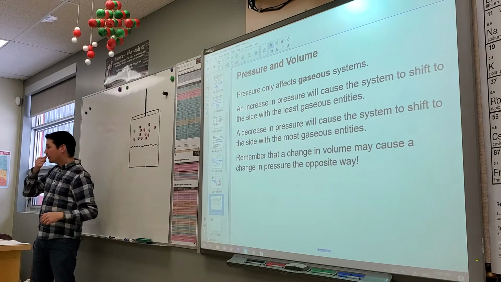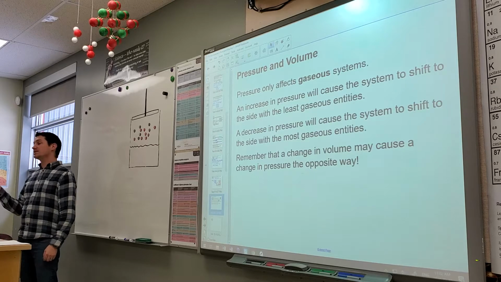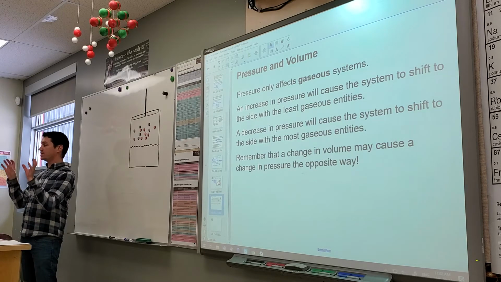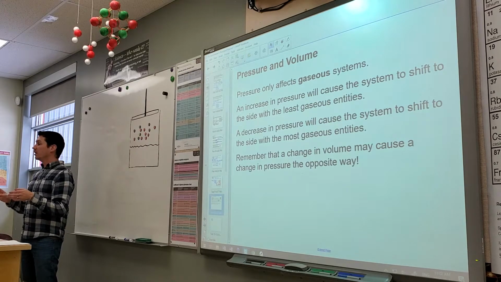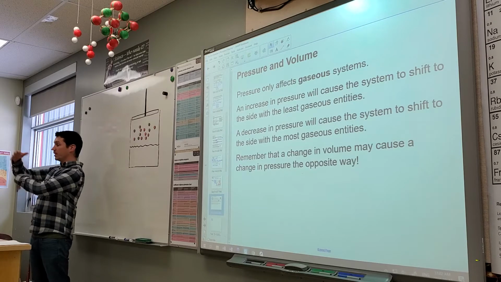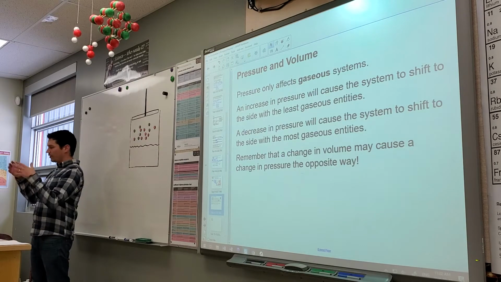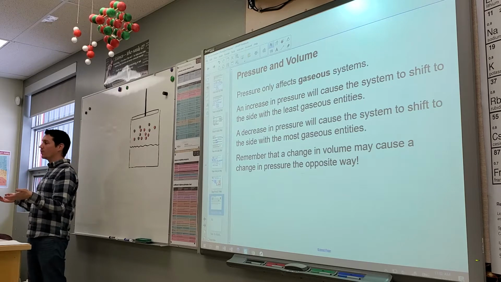Can I just ask a question? Why can you compress a solid? You can compress a solid only if there are gaps in the crystal structure. If there are no gaps in the crystal structure, you can't compress a solid. And liquids, because of their ability to move around, you can't compress. Because by definition, there are no gaps in it.